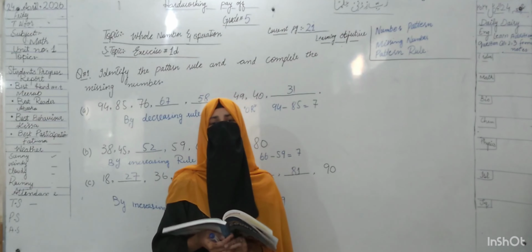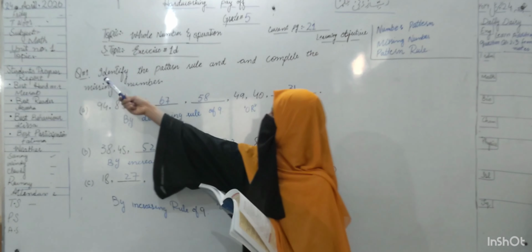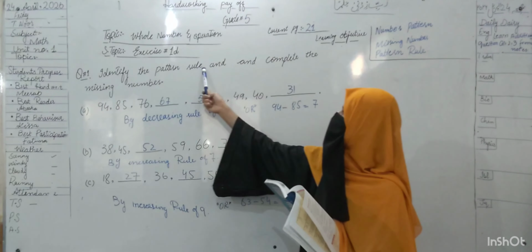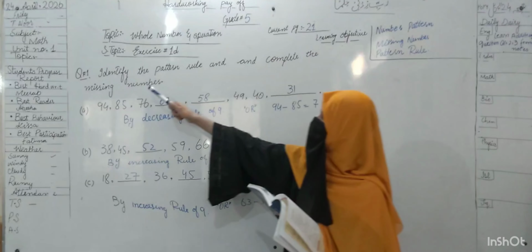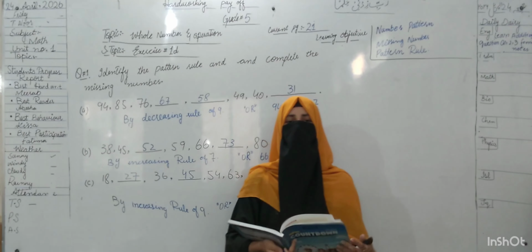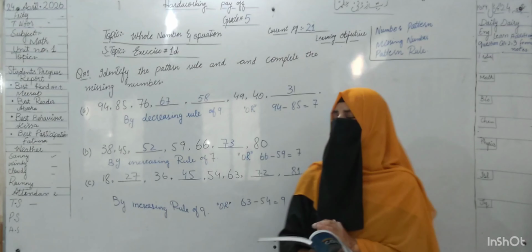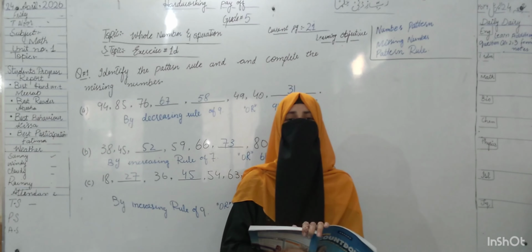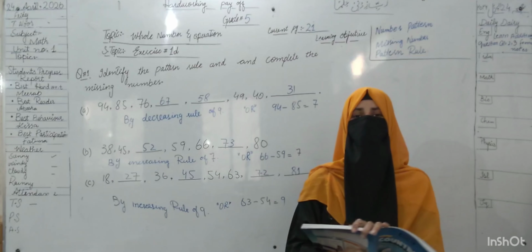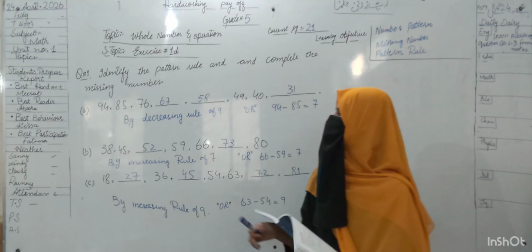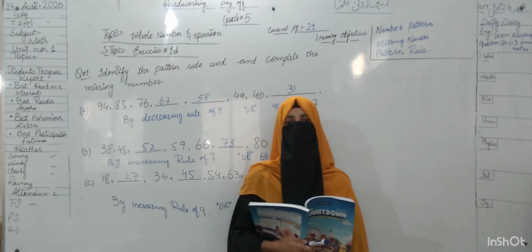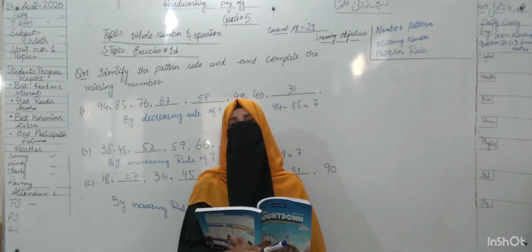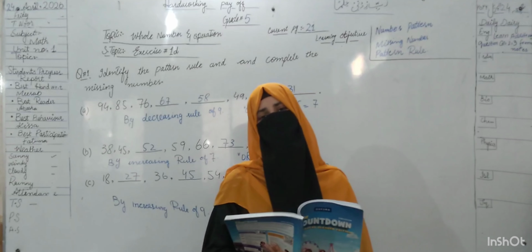Let's start our today's lecture. Question number 1: identify the pattern rule and complete the missing numbers. Okay, students, they say that firstly you have to find the pattern rule, which pattern is used and which number is to be skipped to write the next number. Firstly, we look at whether your question is in increasing order or decreasing order, that is, ascending order or descending order.